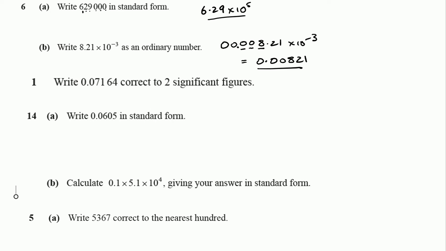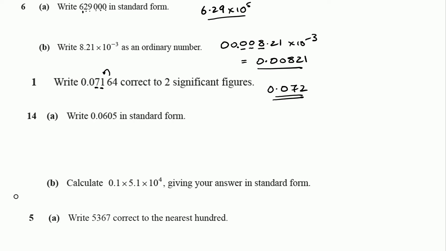I want to write 0.07164 correct to two significant figures. Significant figures start as soon as we've run out of zeros at the beginning, so I don't count the first two zeros as significant. I start counting significant figures on the 7, so the two significant figures are the 7 and the 1. However, I do need to look at the 6, and the 6 would tell me to round up the 1. So my answer is going to be 0.072, and that's that number written to two significant figures.